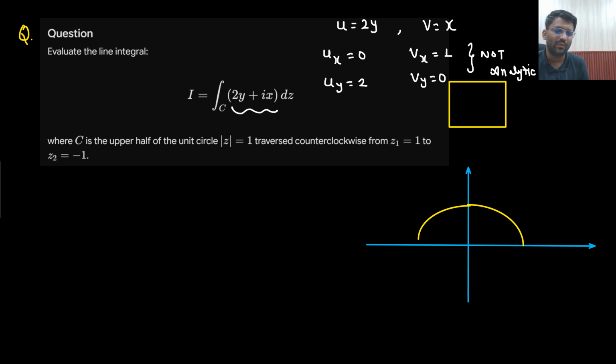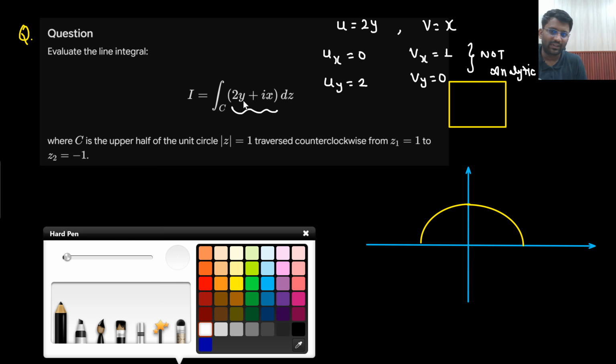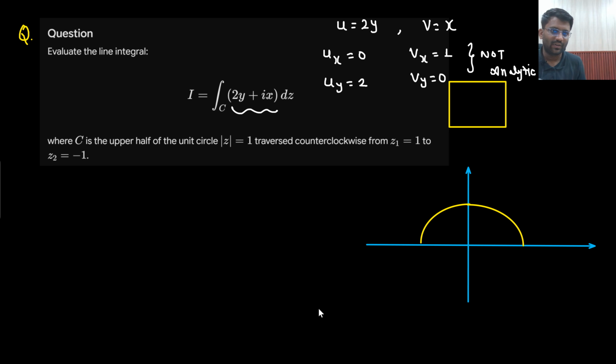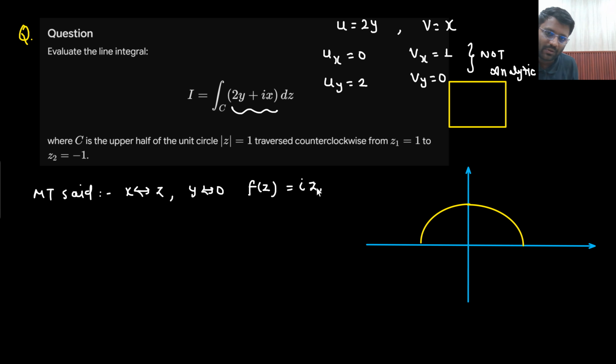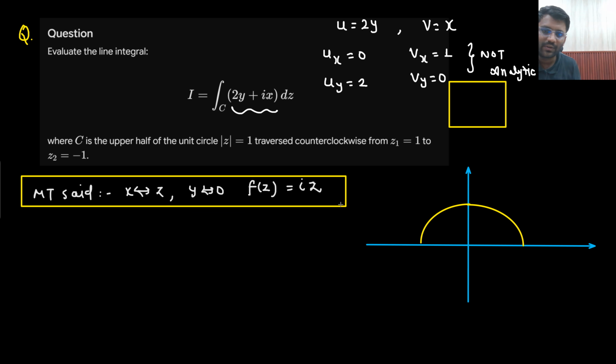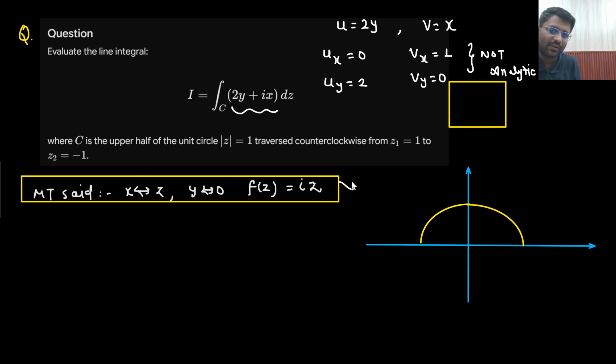But let me know, can you represent this in terms of z? You will not remember the MT here. The MT will always be applicable when the function is analytic. Don't say, sir, what the MT said. The MT said x is z, y is 0. Then my f of z is coming out to be, y is 0, x is z, that is iota z. This would be absolutely wrong.